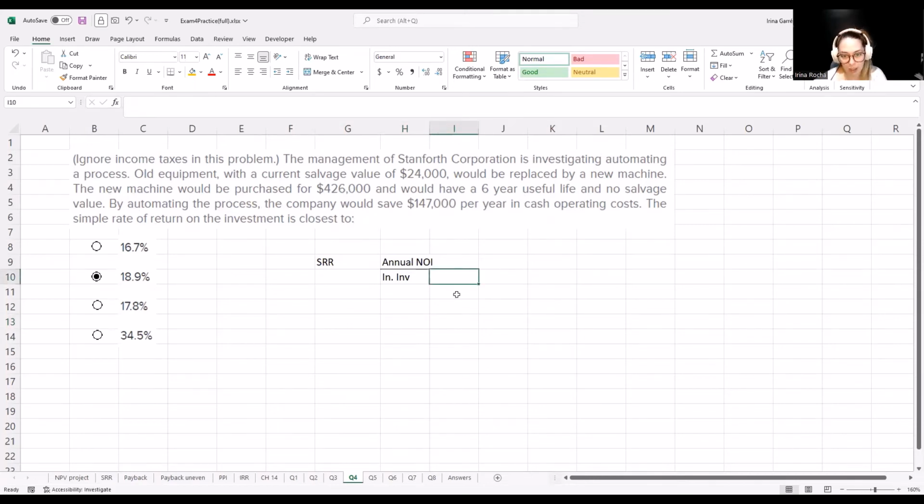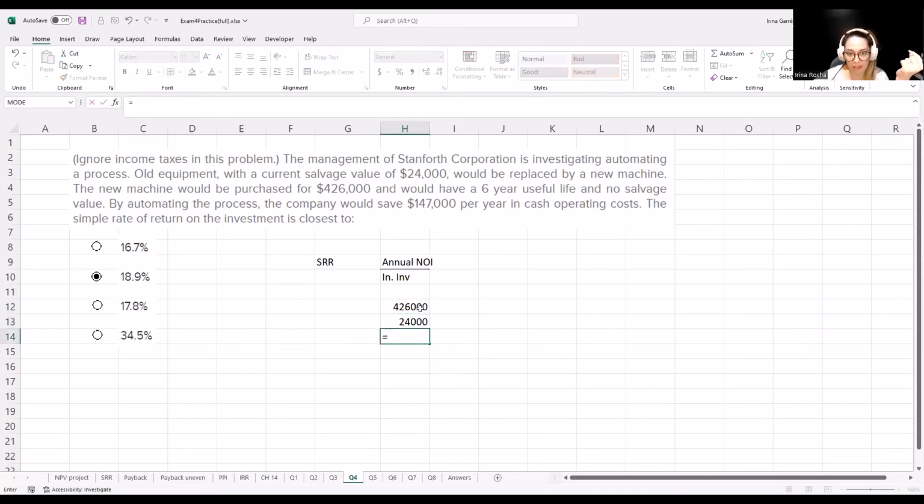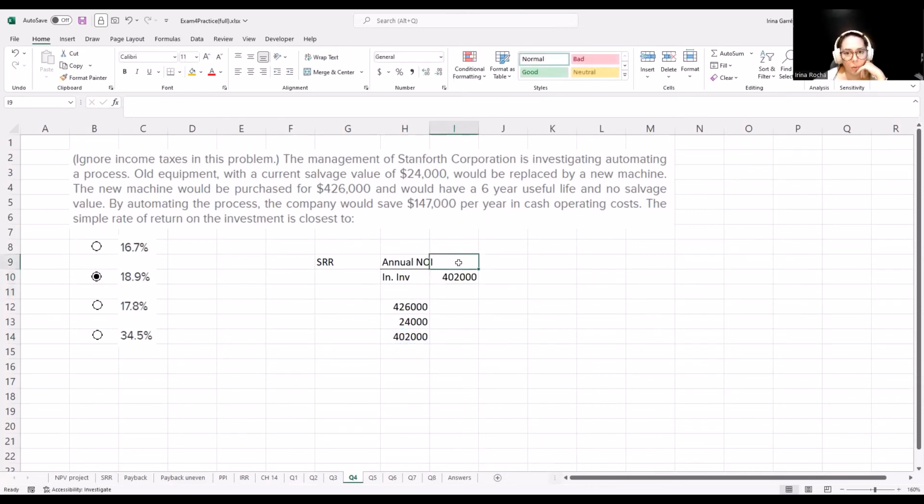So my initial investment is $426,000, but then I get whatever I got from selling my old machine, $24,000. So this was offset with what I got from my old one, right? So let's say my initial investment is this one. And net operating income, do we have to consider depreciation? I think so, I would say so.